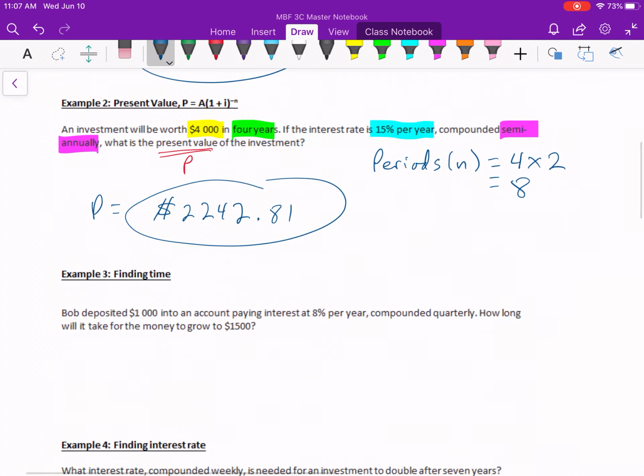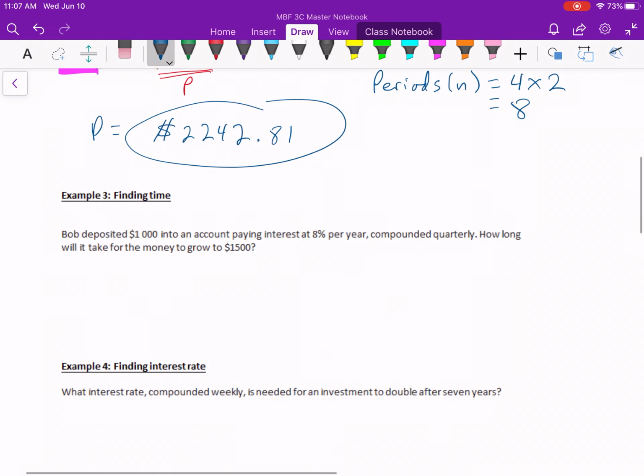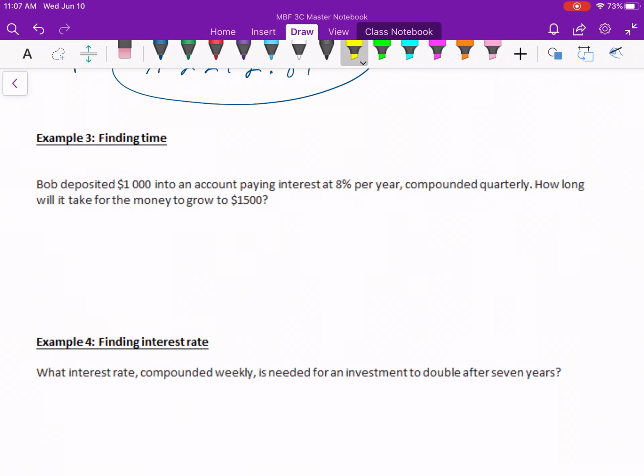But again, the great thing about these financial calculators is they don't just find P and A, they can also let us find time in years, they can let us find the interest rate, and that's what the last two examples are about. Bob deposited $1,000, that is our P, into an account paying 8% per annum. It's compounded quarterly, that's 4 times a year. How long will it take the money to grow to $1,500? That is A. So it's asking us to find time.